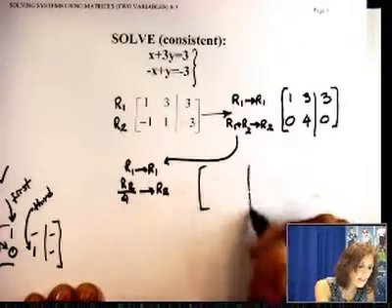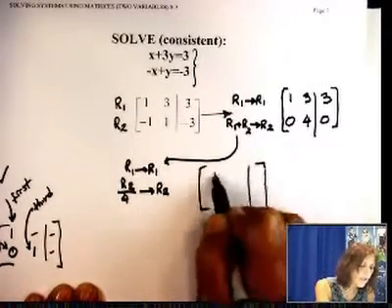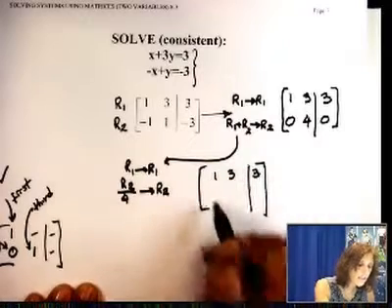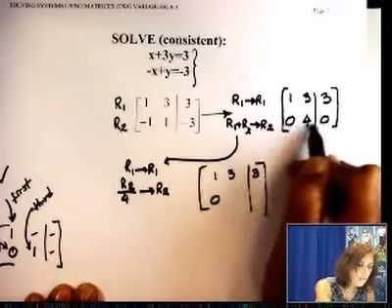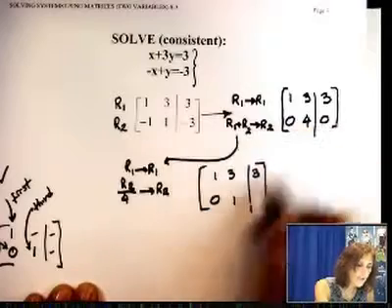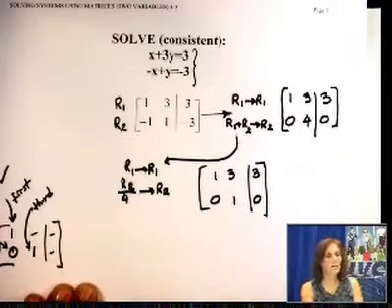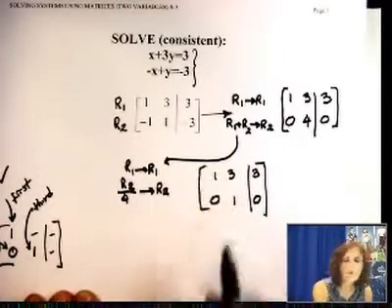So let's do that. So I have 1, 3, 3. Now 0. 4 divided by 4, that's 1. 0 divided by 4, that's 0. Guess what? Now I have it in the upper triangular form.